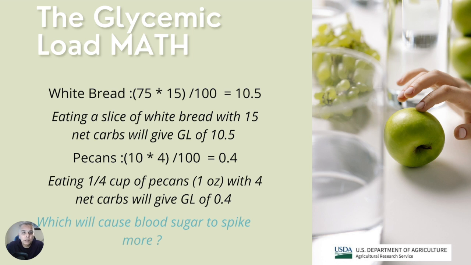So, a little choice quiz here. Which one of these will cause the blood sugar to spike more? Obviously, we can see that the white bread is going to cause your blood sugar to spike a whole lot more.